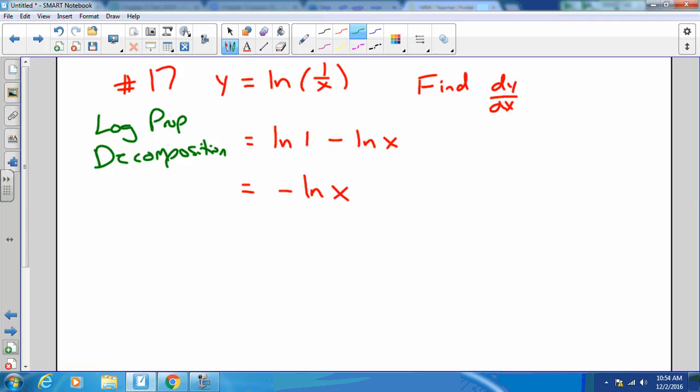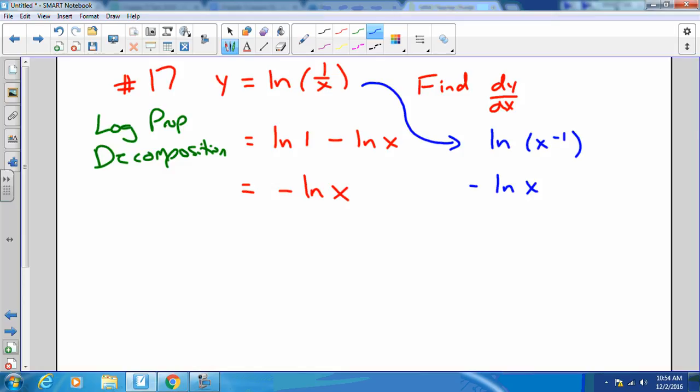Notice also that if you're clever, you can get to this same decomposition a different way. Because this is also equal to the natural log of x to the minus 1 power. And using my power rule, I can rewrite that as negative 1 times natural log of x, which agrees with what we have here. So log properties often can get to the same point by different routes, as long as you're doing the log properties correctly.